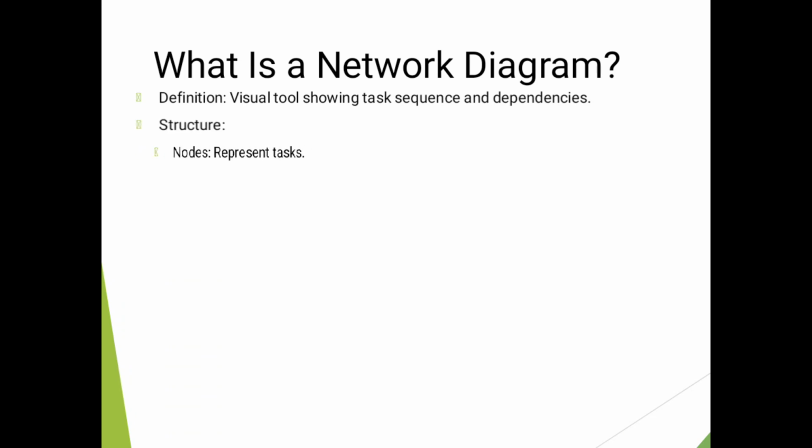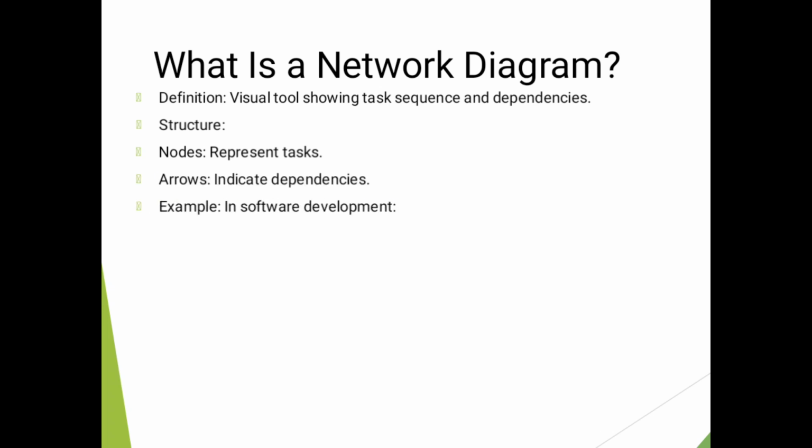Let's talk about network diagrams. This is a chart which shows sequences of different tasks and how those particular tasks depend on each other. A network diagram has a structure made of nodes and arrows. The nodes represent tasks, while the arrows show how those tasks depend on each other.